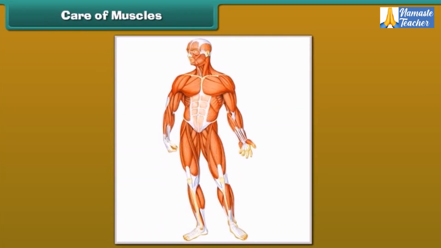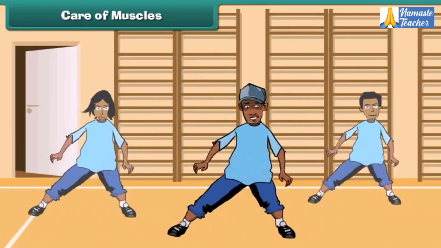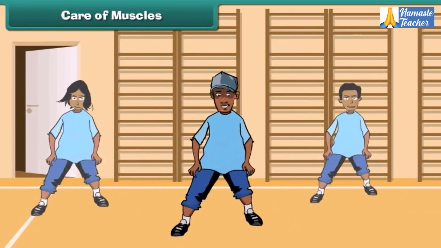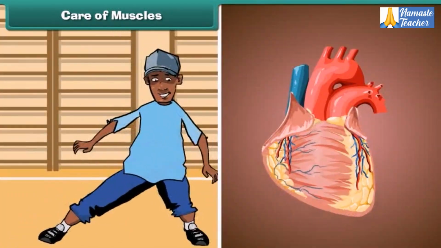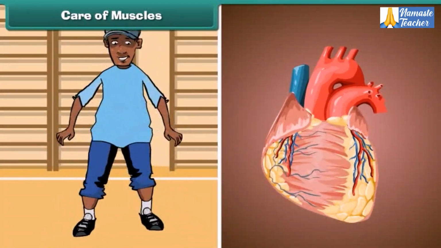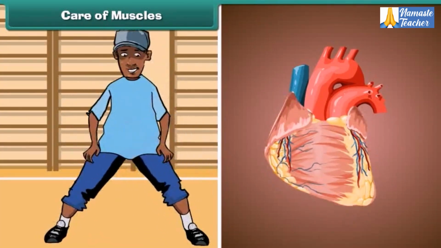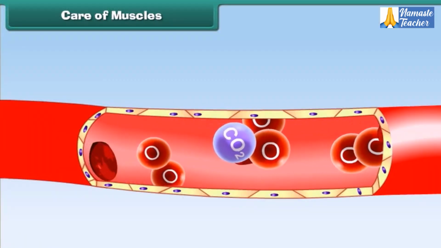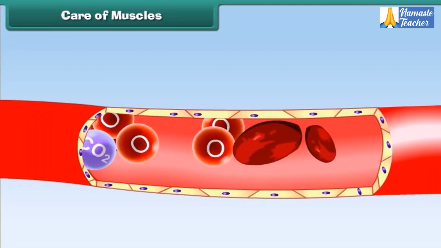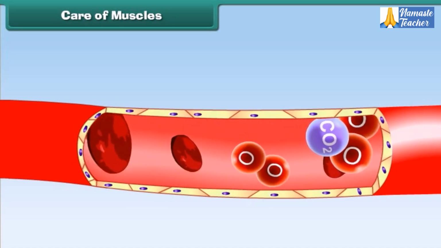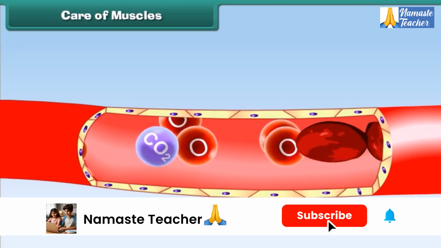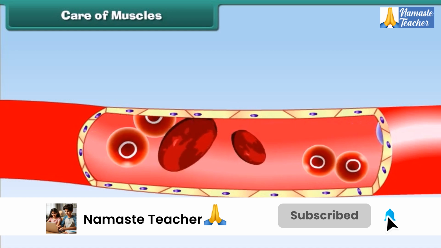For good health, it is important that our muscles are strong and functioning efficiently. Regular exercise makes our muscles strong. The rate of heart's action increases during exercise, and we breathe faster. As a result, plenty of oxygen and nutrients in the blood are supplied to all parts of the body. This makes us feel refreshed and lively.